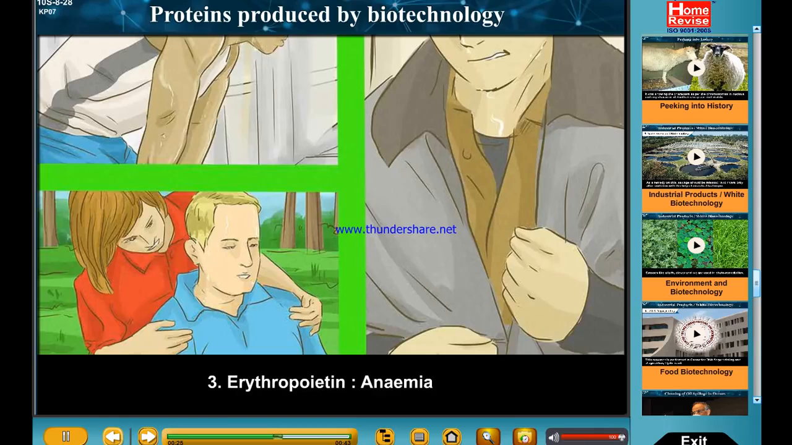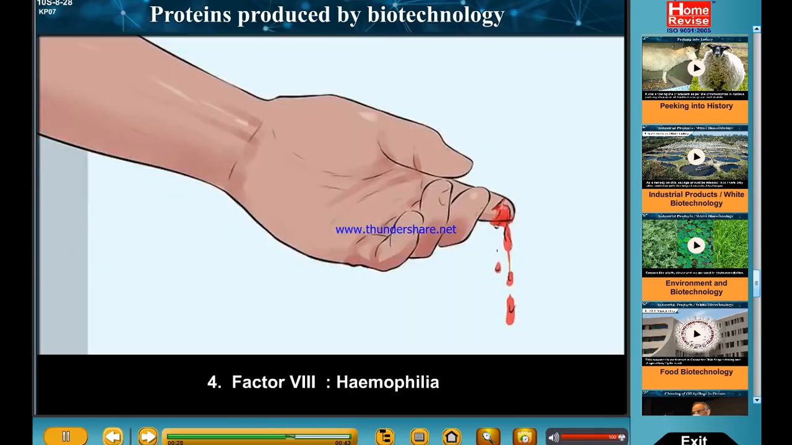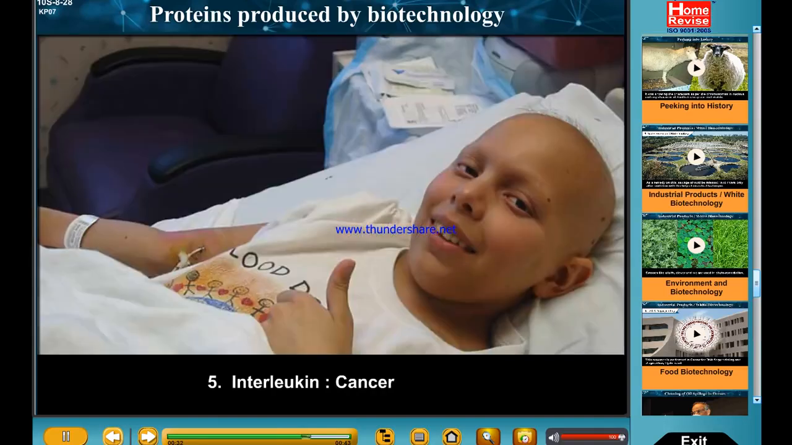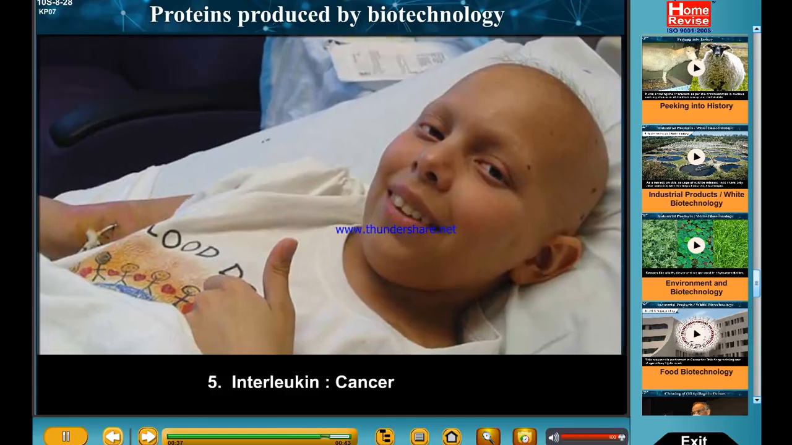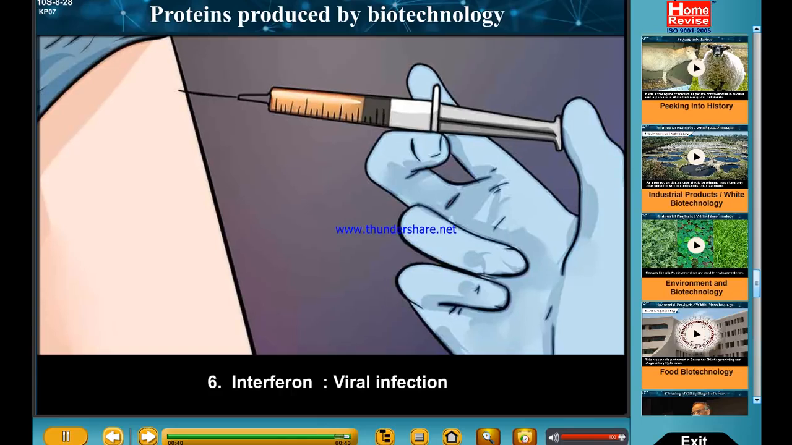3. Erythropoietin, used for anemia. 4. Factor 8, hemophilia. 5. Interleukin, used against cancer. 6. Interferon, used against viral infection.